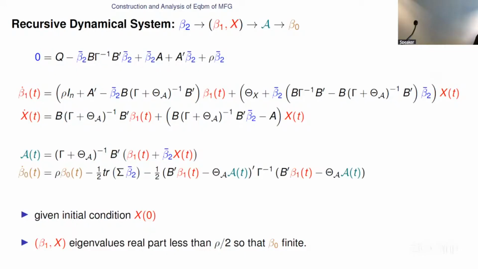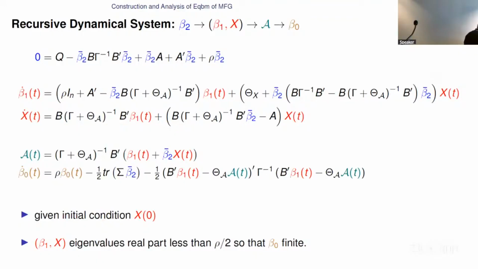Once we are done with this, we're going to go back to beta 0. Beta 0 is this scalar. This scalar is quadratic in beta 1 and in a, but a is just a function of beta 1 and x. So this is quadratic in beta 1 and x. It's solved forward.